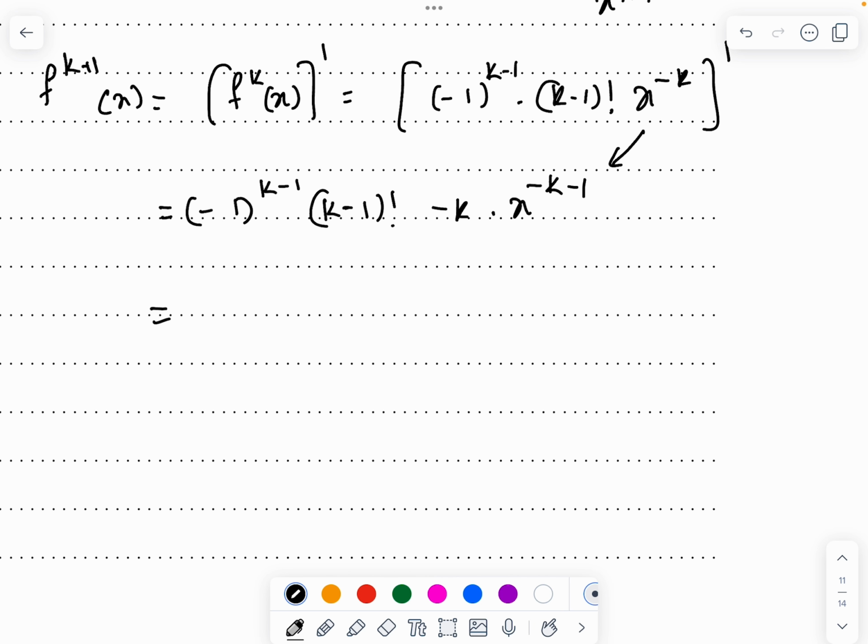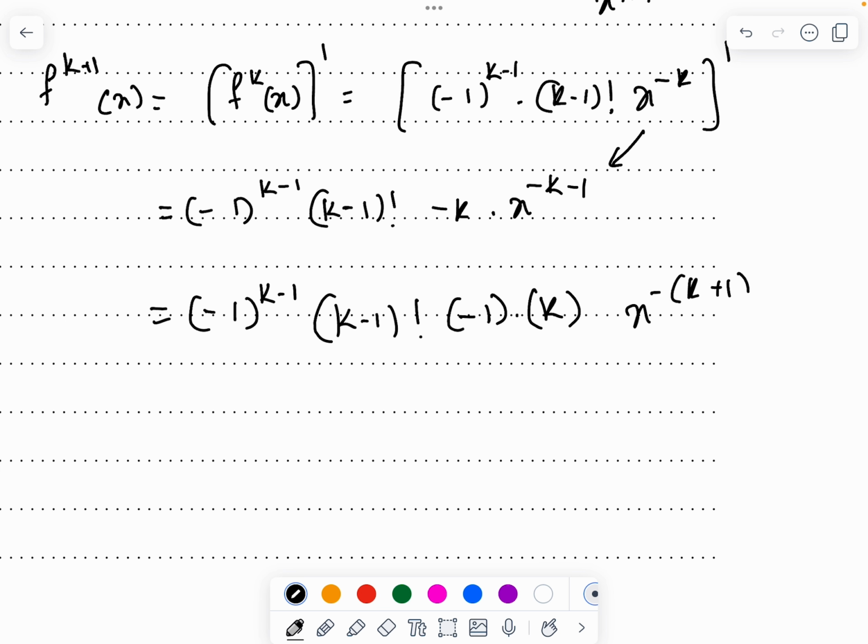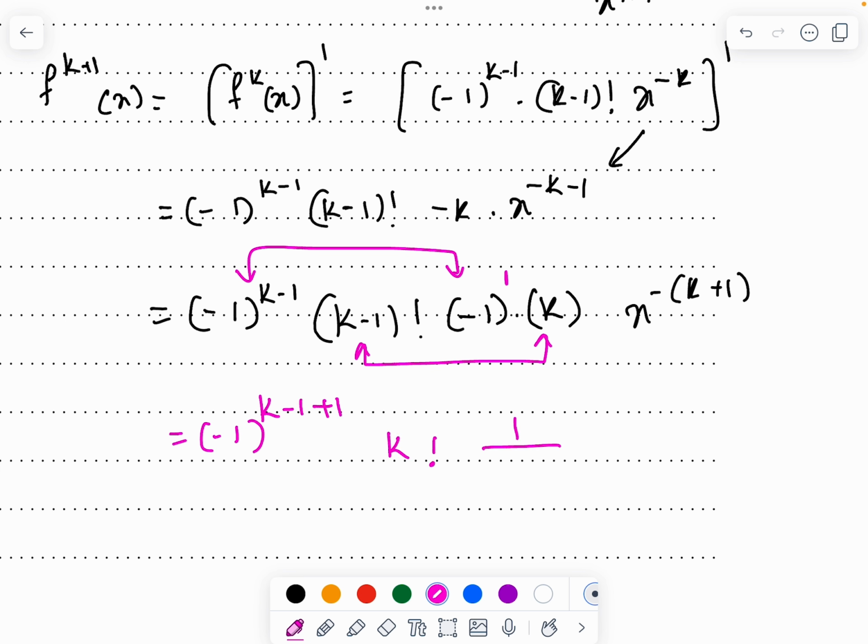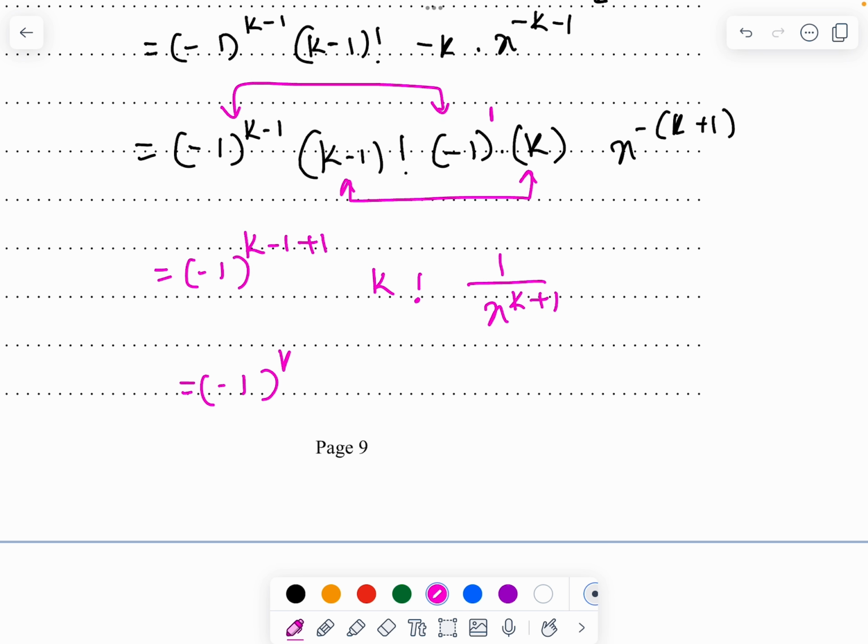We can write it as minus 1 whole to the power of k minus 1, k minus 1 factorial, and minus k can be written as minus 1 times k, then x power minus k plus 1. Now what you can do, these two will become k factorial and these two can be added together in the power. So it becomes minus 1 whole to the power of k minus 1 plus 1, this is k factorial and this is 1 upon x power k plus 1. So it becomes minus 1 whole power k times k factorial and 1 upon x power k plus 1. That's going to be the answer.